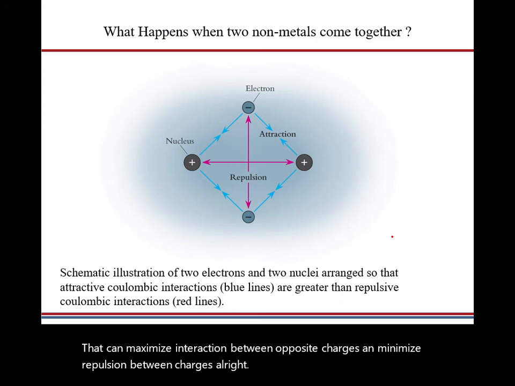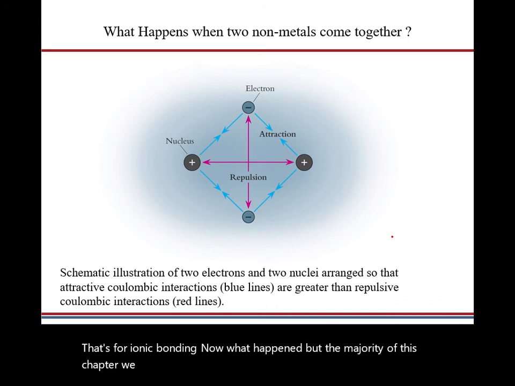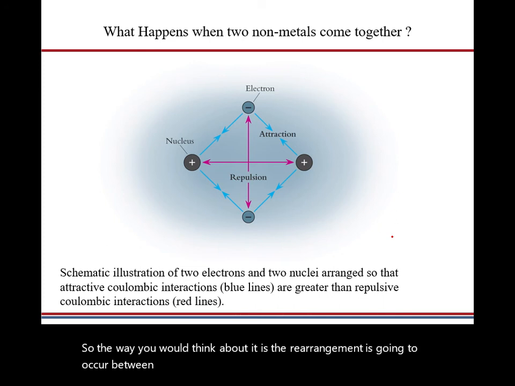That's for ionic bonding. Now the majority of this chapter, we're going to focus on covalent bonding. So what happens when two nonmetals come close? There will be no transfer of electrons if two nonmetals come close, but rather sharing of electrons. So the way you would think about it is that rearrangement is going to occur between the atoms in order to minimize repulsion and maximize attraction.